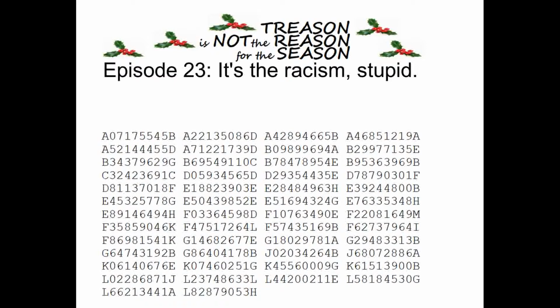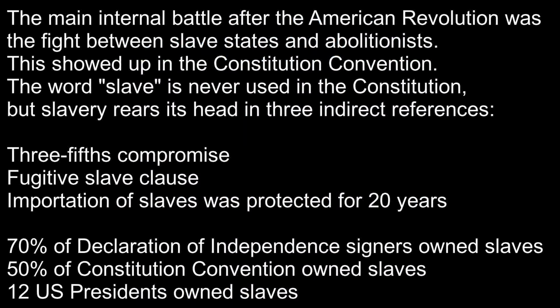Treason is not the reason for the season. Episode 23, Tale of Two Democracies. Or, it's the racism, stupid. The main internal battle after the Revolutionary War was the fight between slave states and abolitionists. This manifested in the Constitutional Convention.